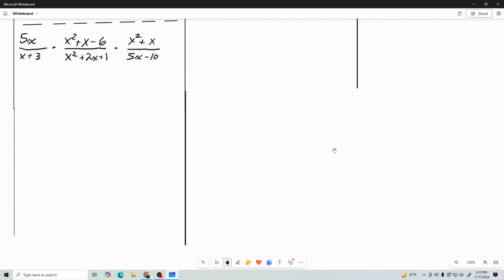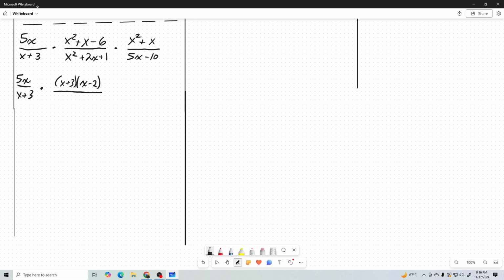So we have 5x over x plus 3 times x squared plus x minus 6, over x squared plus 2x plus 1 times x squared plus x over 5x minus 10. So let's go ahead and do some math. First of all, let's factor everything. So I'm going to do 5x over x plus 3 times, let's factor this, x squared plus x minus 6. Negative 6 can be a positive 3 and a negative 2, right? Positive 3, negative 2 would give us the plus 1 we need. So this is going to become x plus 3, x minus 2.